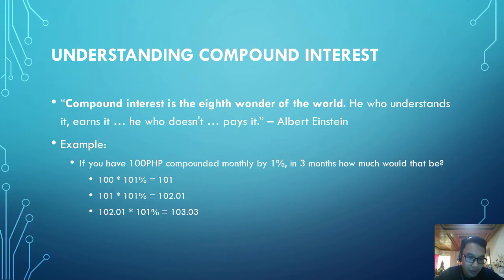And so on the third month, you have 102.01 times 1%, or 101%, you have 103.03. So if it is simple interest, you only get 3 pesos from 100, but since it is compounded, that's 103.03. Now, what is the effect of this on our trading?